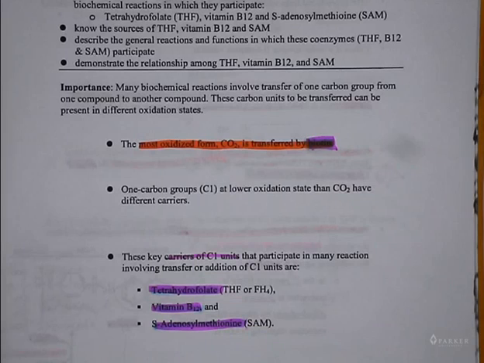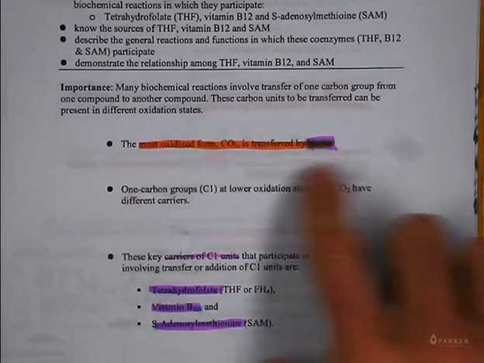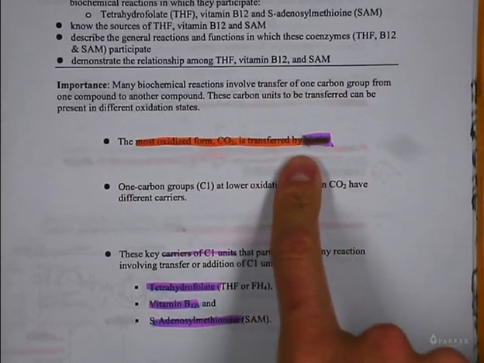It's not one of the three from this chapter. We're going to talk about the other things that are transferred by these guys in the order of oxidation and reduction. You're going to have to know that. But the most oxidized one carbon unit is carbon dioxide, and it is always transferred by biotin, period. Please know that. Transferred by or to? By biotin. It is transferred to biotin, and then biotin gives it to something else. Biotin is the coenzyme that does it. But all you need to know is biotin takes care of the most oxidized version.